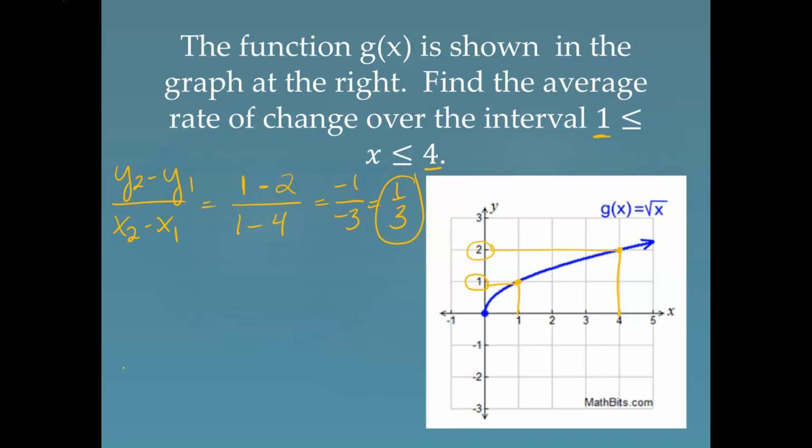So it's not always nice, pretty, reduced numbers. It's okay to get a fraction, but remember it needs to be in fraction form, not decimal form. So my average rate of change for this square root graph is going to be 1/3.